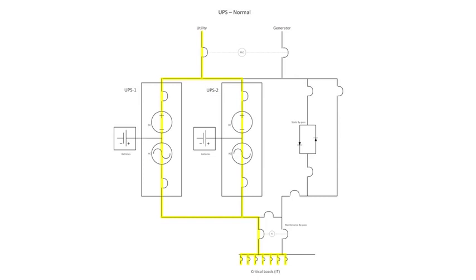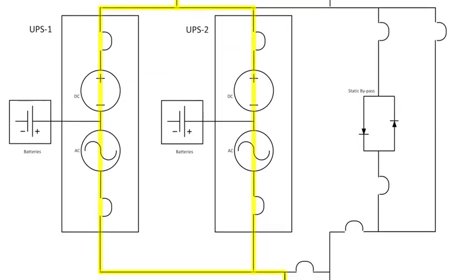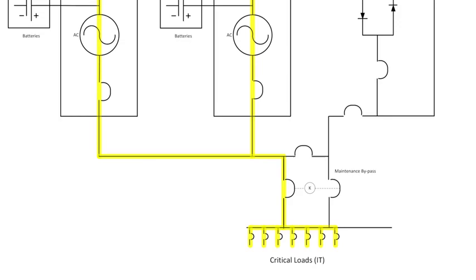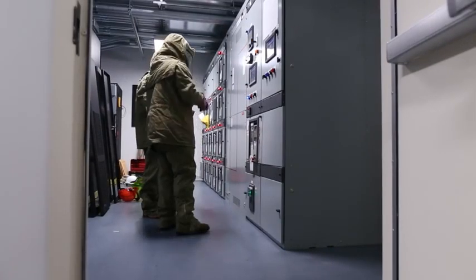This is a schematic representation of how power can be provided to critical IT loads. The yellow line indicates the input power is flowing from the utility distribution through the UPS modules and into the critical IT load. Now that the generators are warmed up and ready to accept the critical load, the next step is to transfer from normal UPS power to generator power.